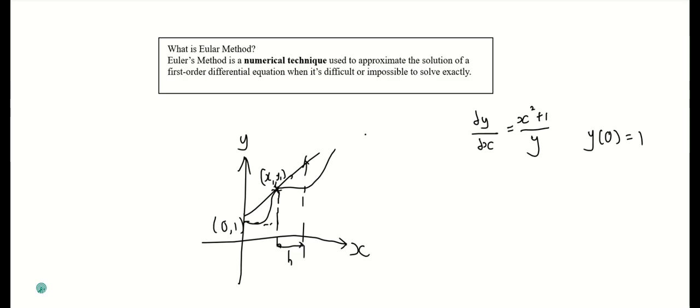The curved line is the true solution. The straight line is our Euler approximation. And the h is the step size that controls how far we move in each step.